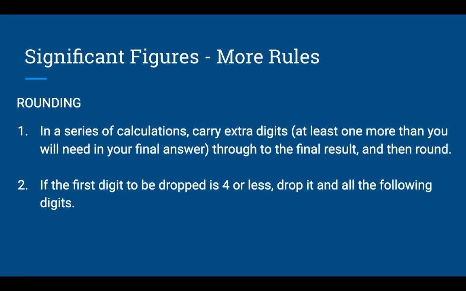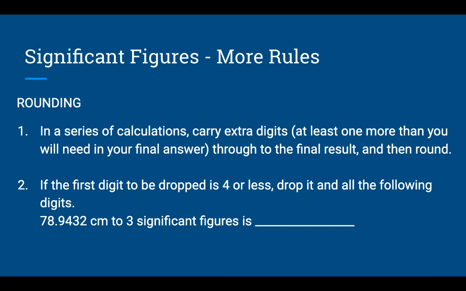If the first digit to be dropped is 4 or less, you drop it and all the following digits. So here's an example, 78.9432 centimeters. You need that to 3 significant figures. So you count the significant figures, so we keep the 7, the 8, and the 9. Then we look at the next digit. It's a 4 or less, so we just drop it. And we get 78.9 centimeters.